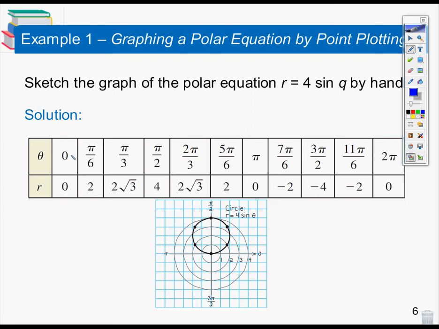If I put 0 into the equation, what do I get for r? If I put pi over 6, what do I get for r? If I put pi, if I get 3 pi over 2, you get a really big table. And then it's just a matter of, okay, now let's graph it.